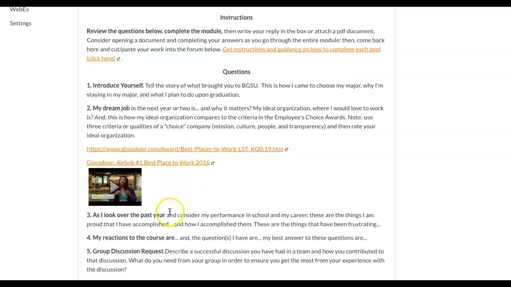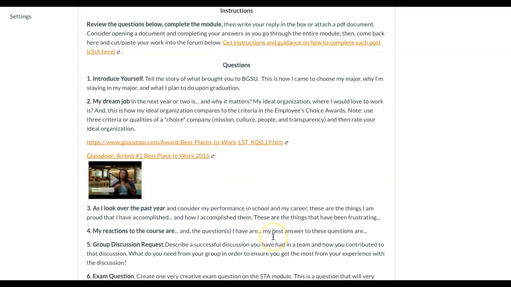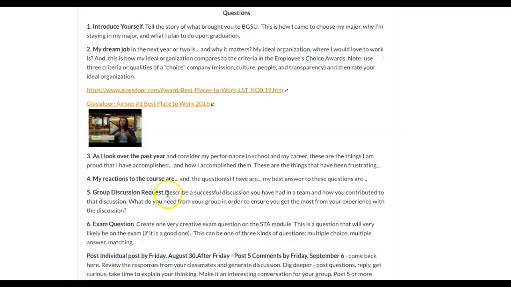And then you're going to reflect on your past year. What are you proud of? What's been frustrating or challenging? Your reactions to the course so far. A group discussion request. This is a chance for you to influence your team members on how you can have a group discussion that's meaningful and adds value.